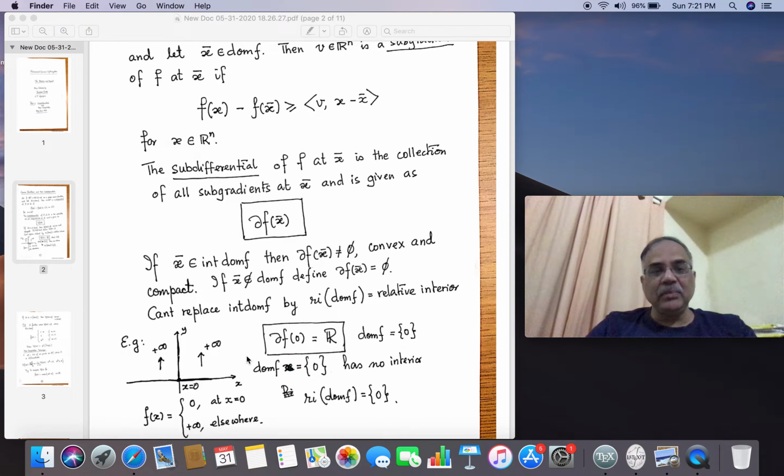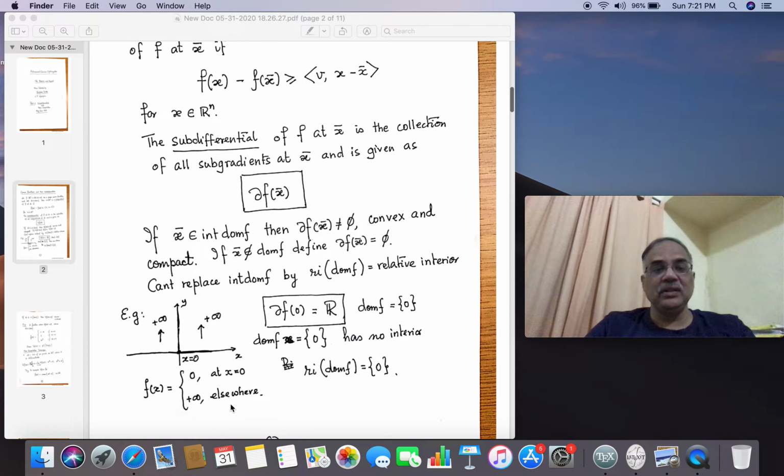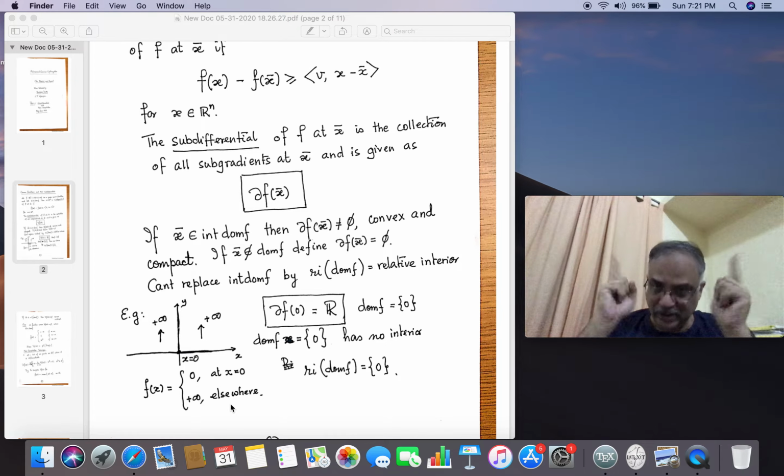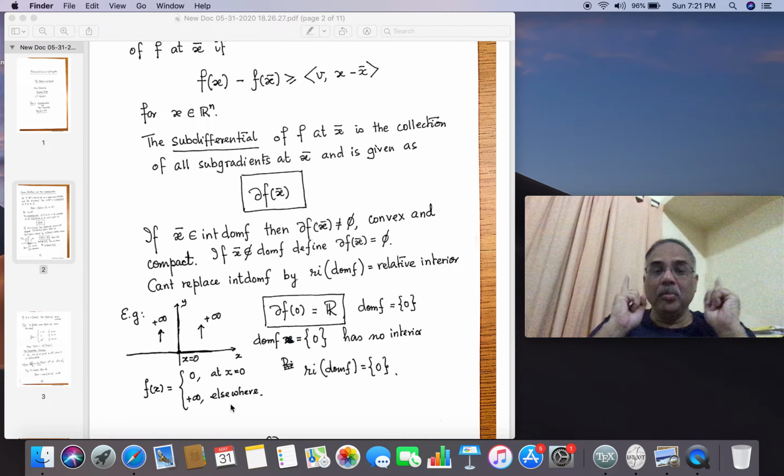Now here is an example of a function which is f(x) equal to 0 when x is 0 and plus infinity elsewhere. Here 0 is the only point in the dom F, and it's a convex set and hence has a relative interior which is itself. But del F(0) is R here.